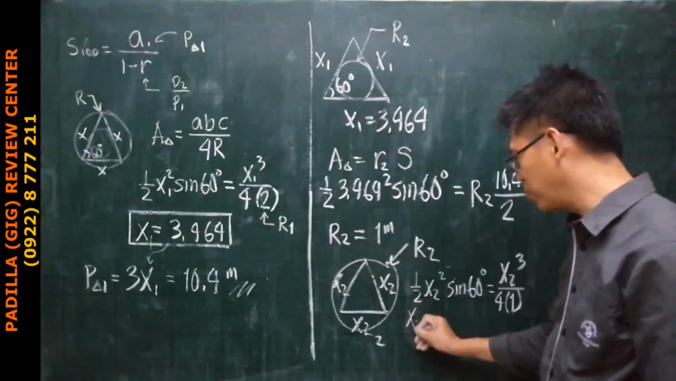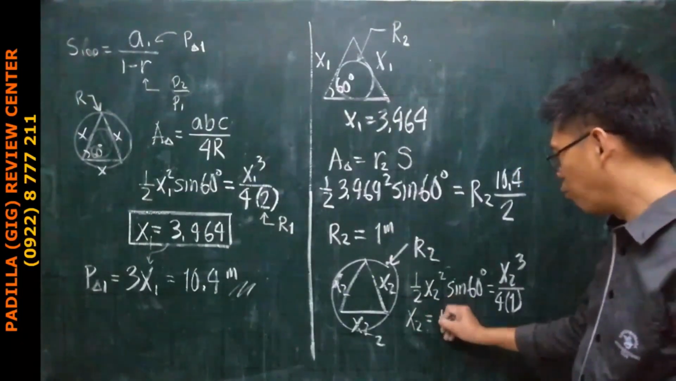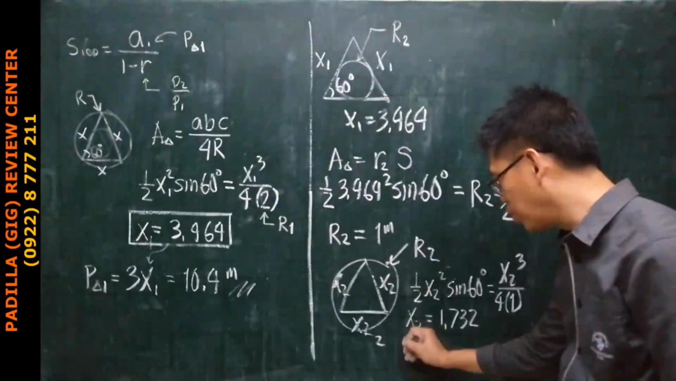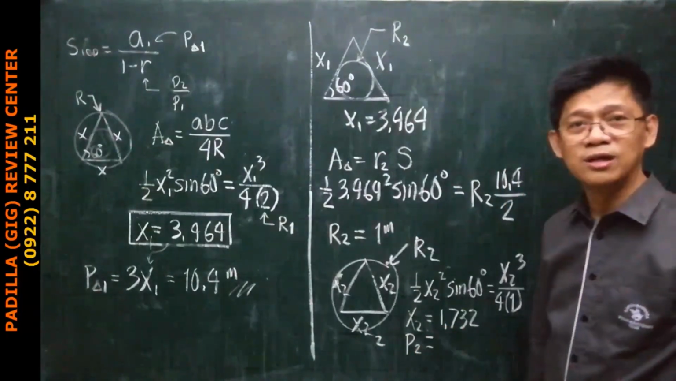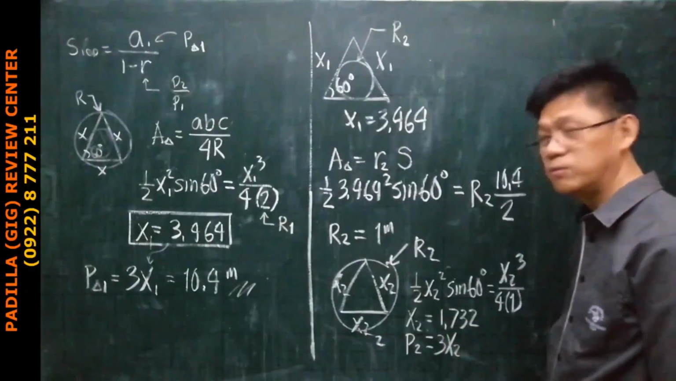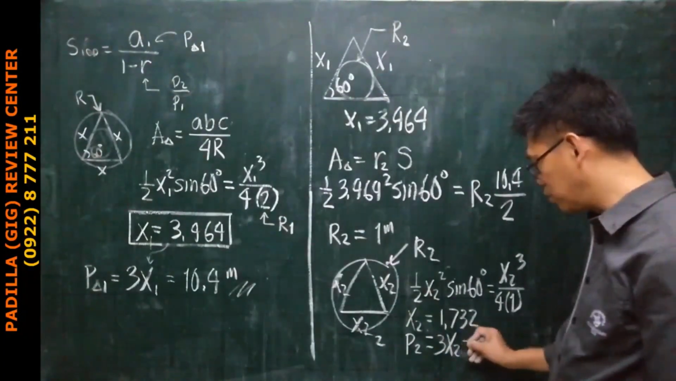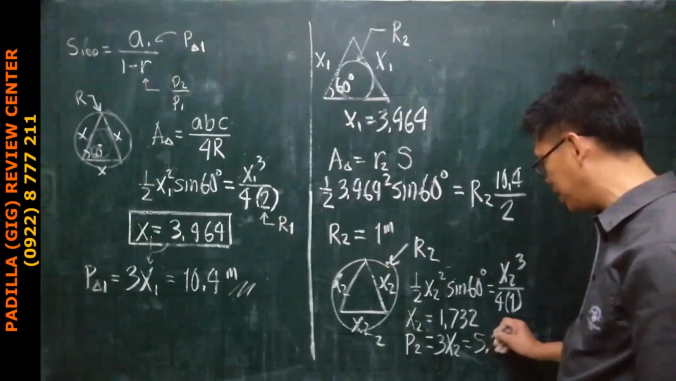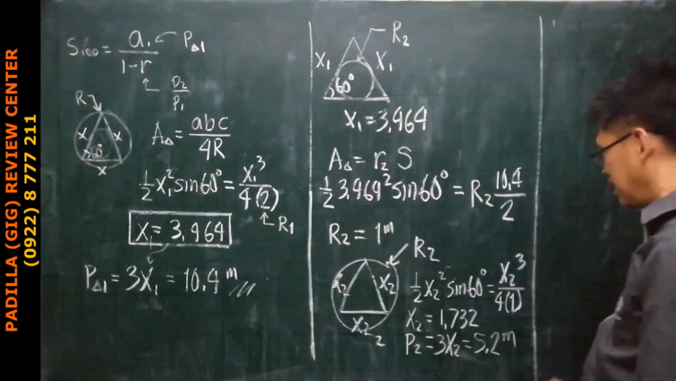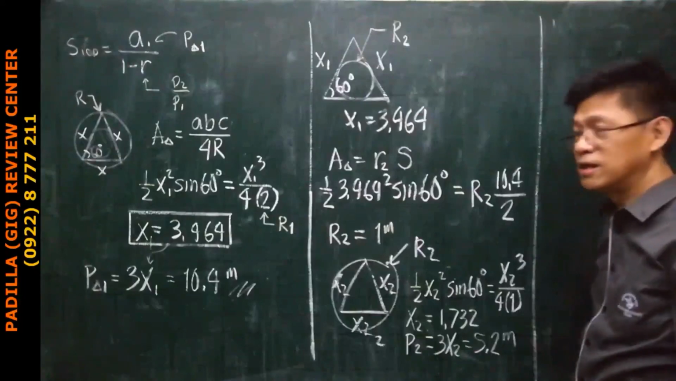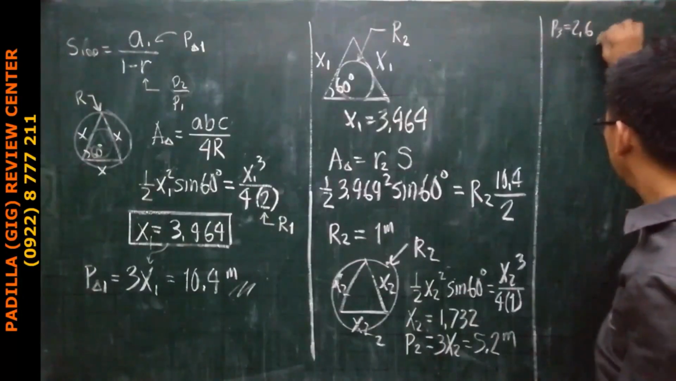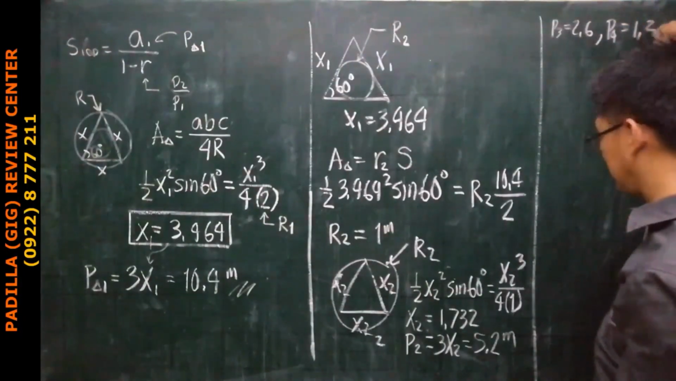So, solving for x2, x2 is going to be 1.732. Now, we are ready to solve the perimeter of the second triangle. It is equal to x2 plus x2 plus x2, 3x2. 3 times 1.732, you'll get 5.2 meters. Now, if you continue, if you repeat the same process, you'll get P3 equal to 2.6, P4 equal to 1.3, and so on.